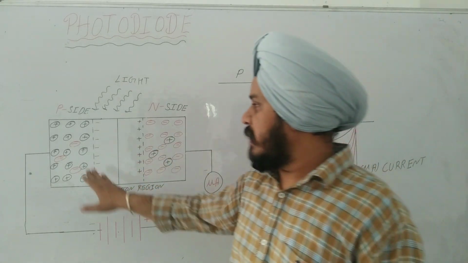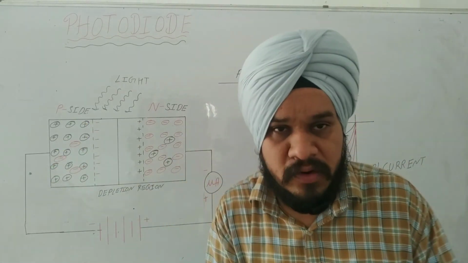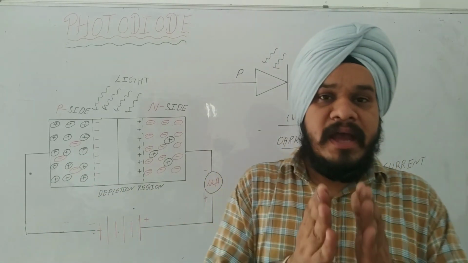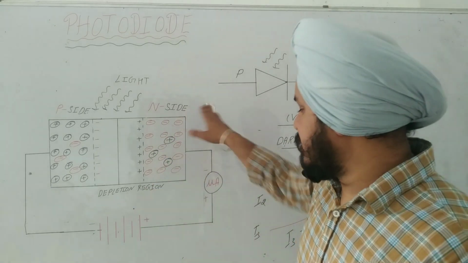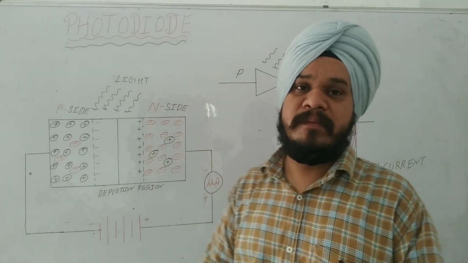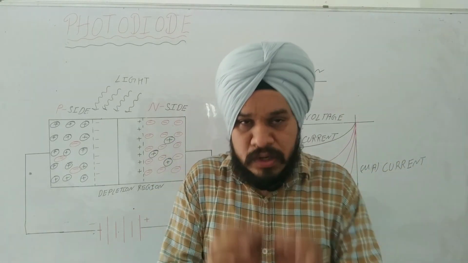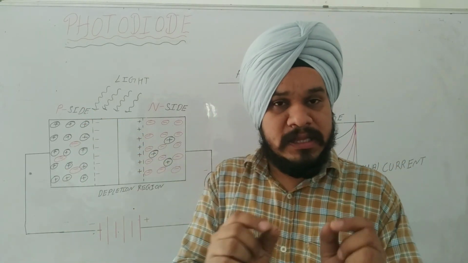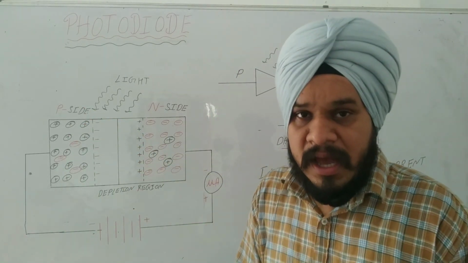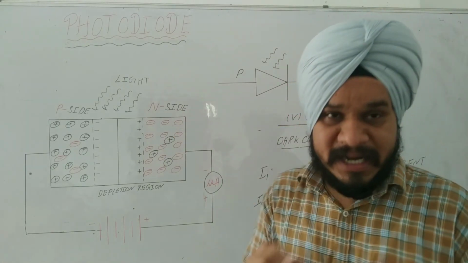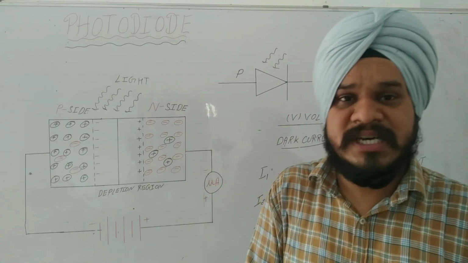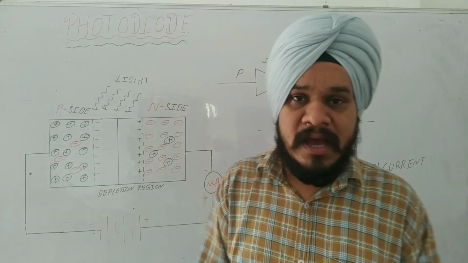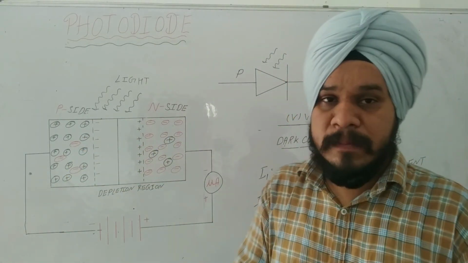Now in this case you can see the P side of the photodiode is connected to the negative terminal of the battery and the N side of the photodiode is connected to the positive terminal of the battery. The majority charge carriers inside the P side are the positive particles and in the N side the negative particles, and the minority charge carriers inside P are the negative particles and in the N side the positive particles.